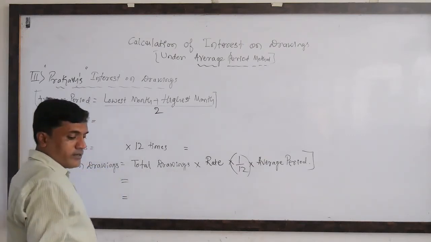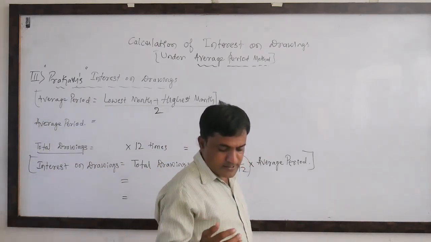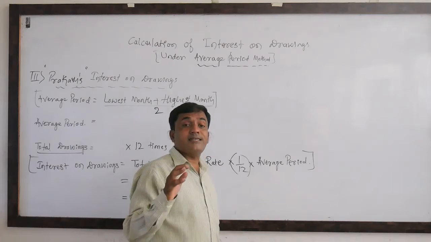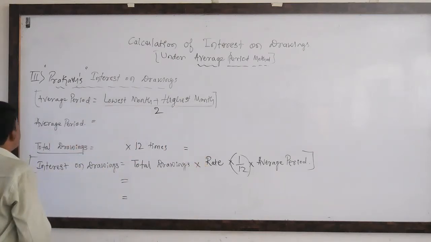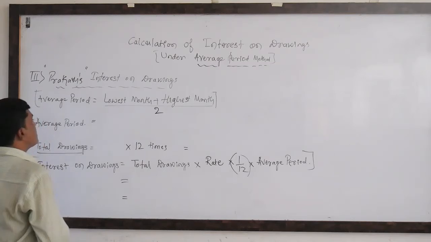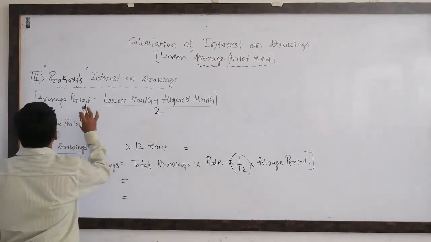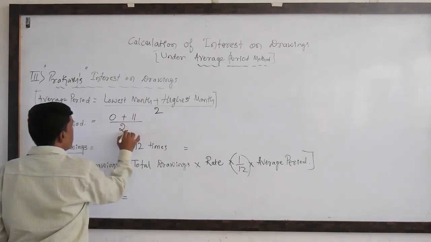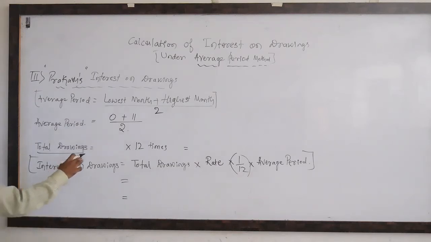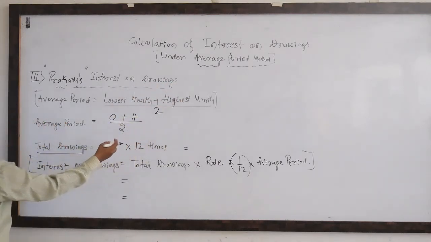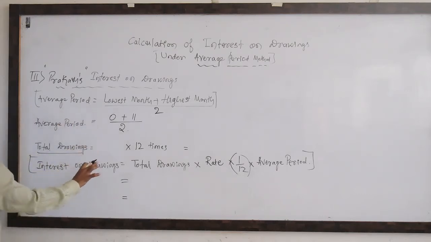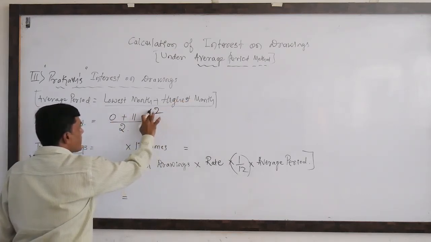Okay. Dear students, the last partner, that is Mr. Prakash, he has made his drawings of rupees 1,500 on the last date of every month. The last date of every month, this is the third circumstance. Last date means the lowest month will be 0. The highest month will be 11, whole divided by 2. Look here. For calculation of interest on drawings under average period method, as you all know, first we need to ascertain the average period. The average period is lowest month plus highest month, whole divided by 2.